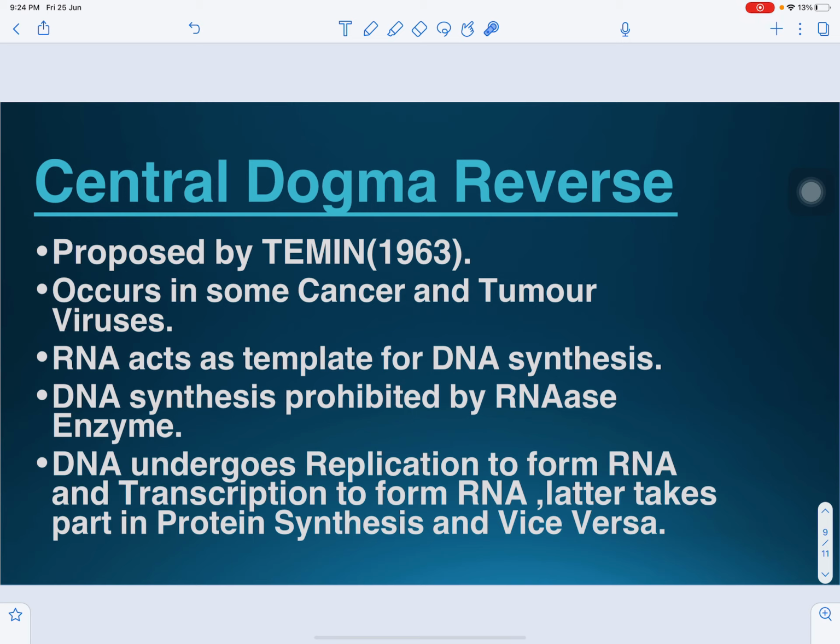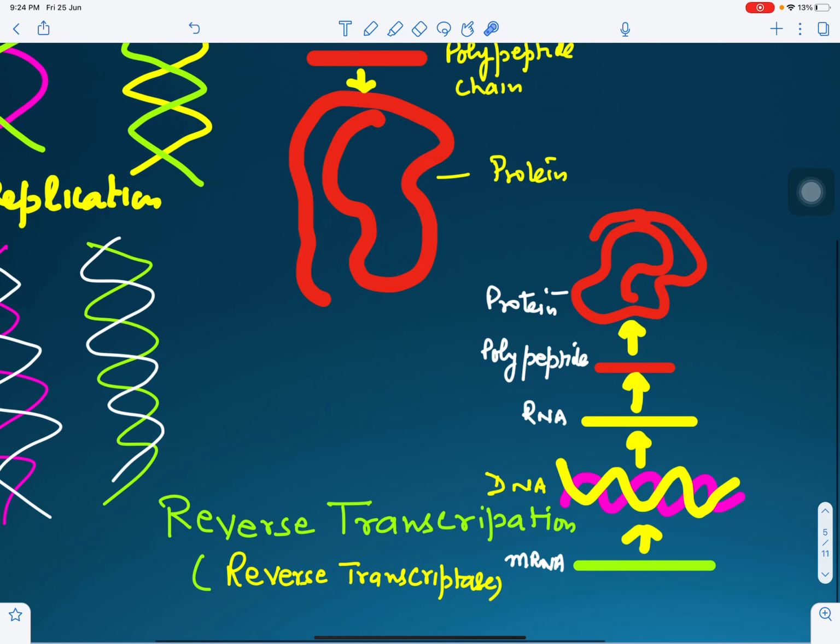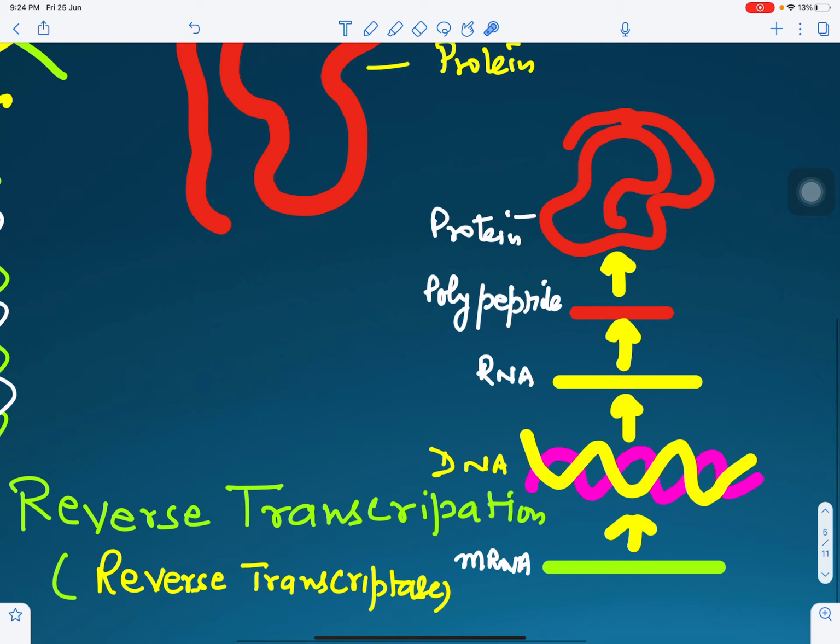Here RNA acts as template for the formation of the DNA. So DNA will undergo replication, and transcription to form RNA, which later takes part in protein synthesis, and vice versa. So we can see in the previous slide how this reverse transcription is taking place. Like see, now this is the RNA. Sometimes this may be in the form of processed gene. Processed gene is when a split gene is there, with exon and intron. We will remove the intron and only exons will join. So that is called processed gene.